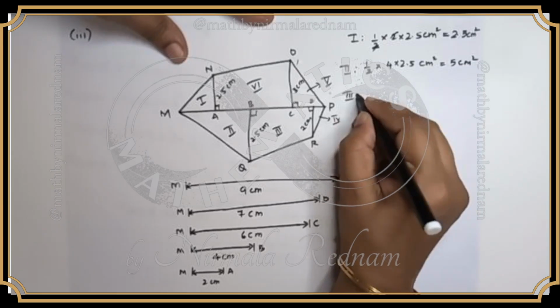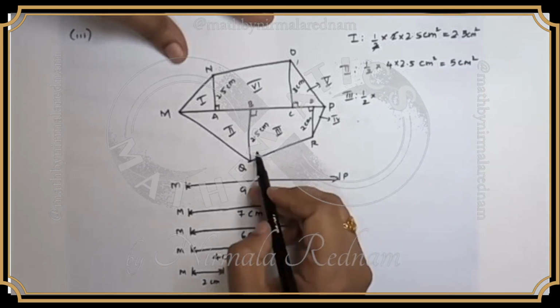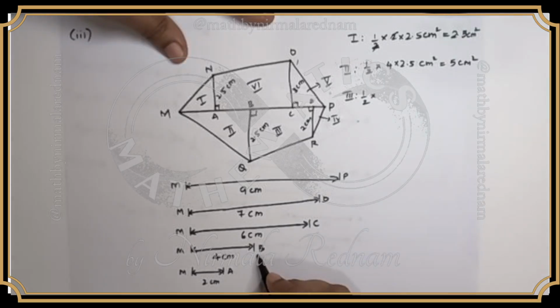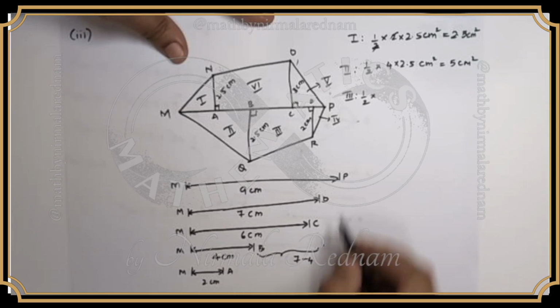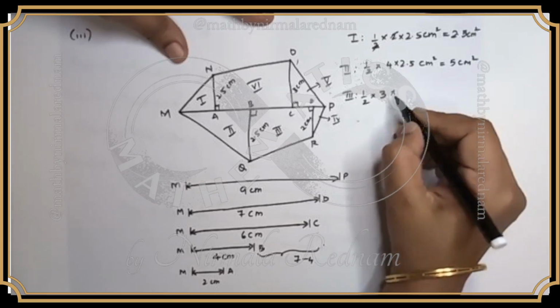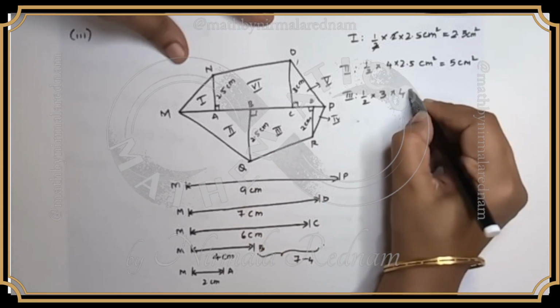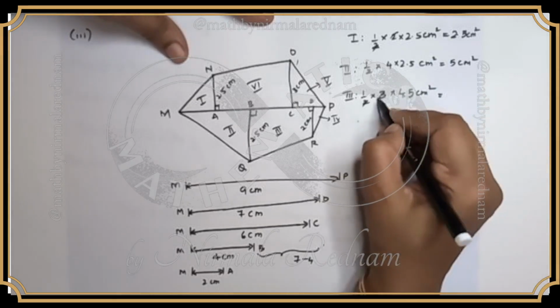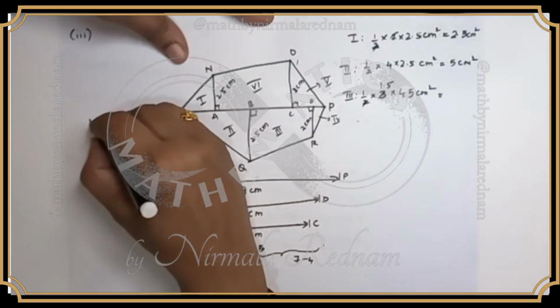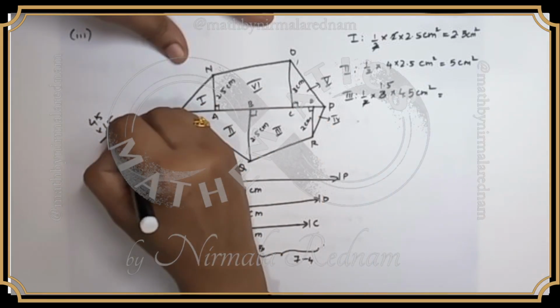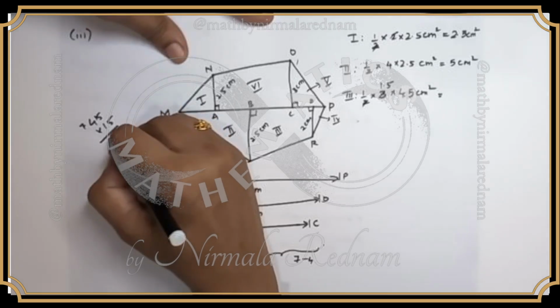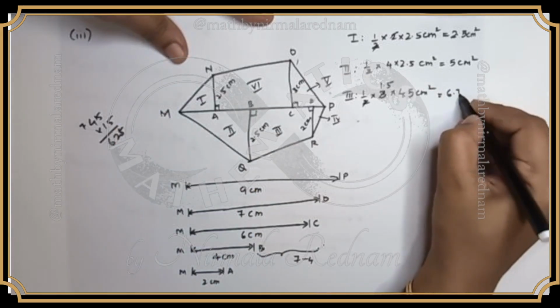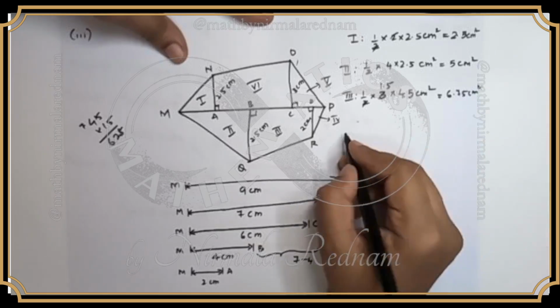The third part is a trapezium. Now what is the height of this trapezium? BD. BD is from here to this part, right? So that is 7 minus 4. 7 minus 4 is 3. And a plus b is 4.5, right? Now this is half into 4.5 into 3, which is 6.75 square centimeters. That is the third part.